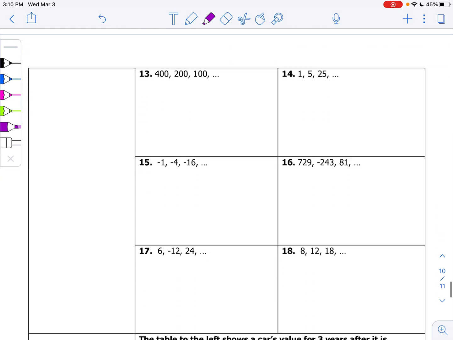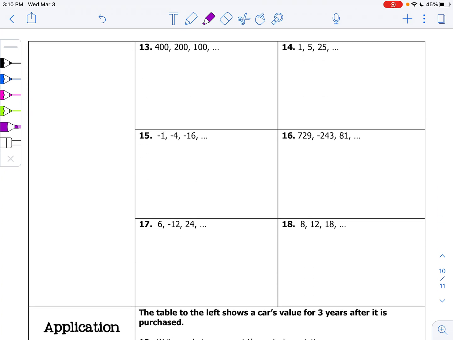On your next page, go ahead and highlight 13 through 18. And keep in mind, as you do these, you're doing the same process. And it is okay to get positive numbers, to get negative numbers, to get fractions, and to get decimals as you're working and for your answers. So don't let those deter you from being confident in your answer.